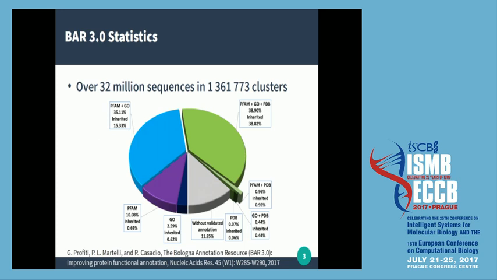This is just a brief statistics. The most interesting part is the inherited. The inherited percentage is the percentage of sequences that lacked that specific annotation and is getting a new one. Only the gray part is the one that is missing any annotation.